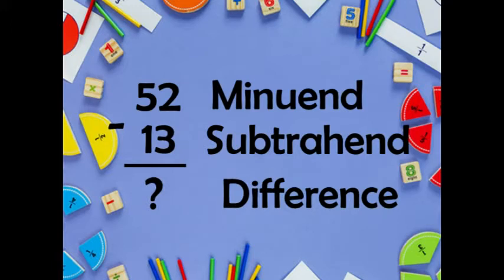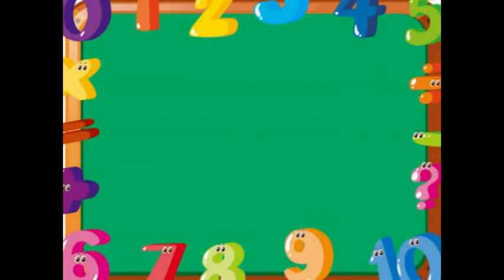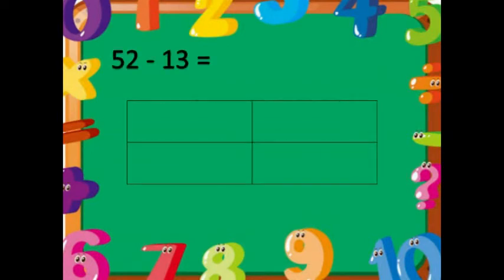Now let's try to subtract 52 and 13. As you can see, in ones we have 2 and 3. So what are we going to do if the minuend is smaller than the subtrahend? How are we going to do that? That's why we need the regrouping. So let's put 52 and 13 in our place value chart. 2 is in the ones and 5 in tens. And in 13, 3 is in ones and 1 in tens.